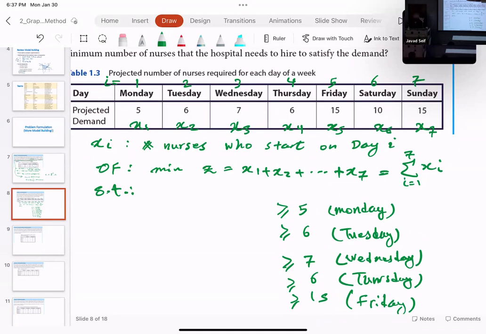Who works on Monday? The ones who are hired on Saturday and Sunday also work on Monday, and the people you hired on Monday for Monday, right? So x1, I mean x6. Yeah, I have to write it like this.